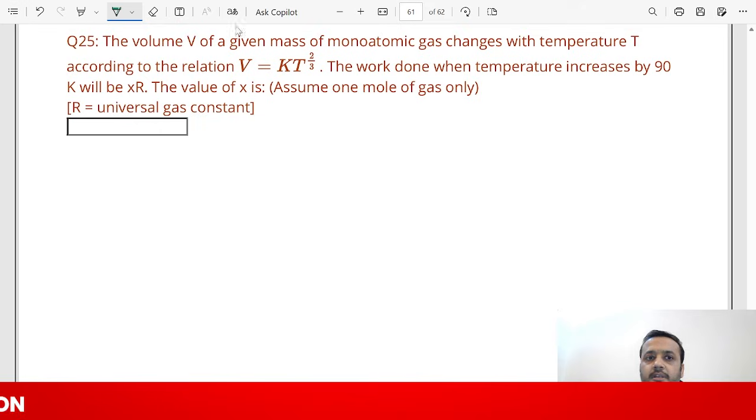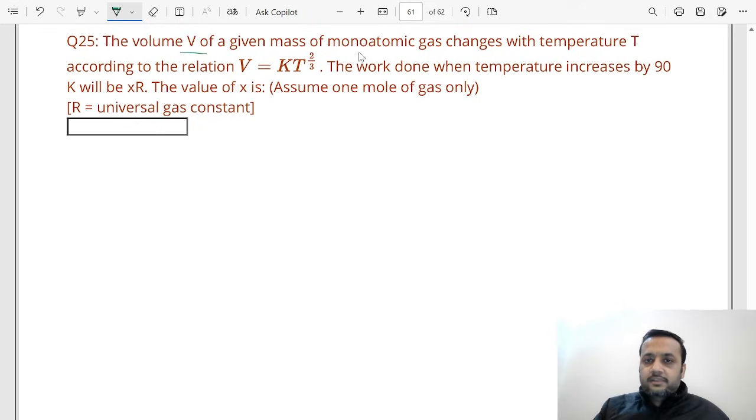In this question, the volume V of a monatomic gas varies with the temperature according to this rule, where K is some constant. We have to find the work done when the temperature increases by 90 Kelvin, in terms of XR. So what is the value of X? Now look at the process equation which the gas is following.